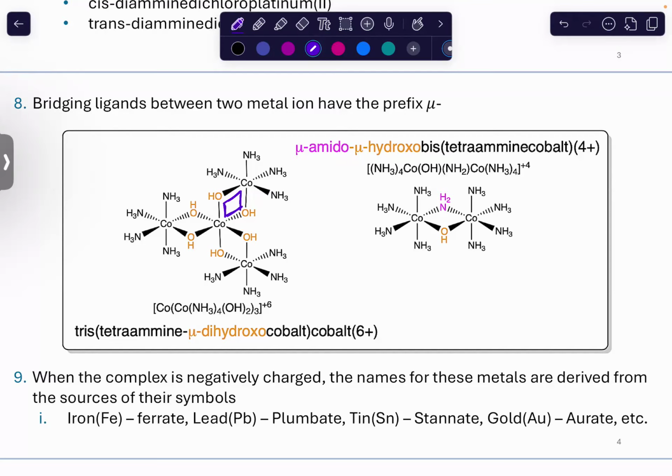And when your whole complex is negatively charged, the names for the metals in there are derived from the sources of their symbols. Iron is ferrate, lead is plumbate, tin is stannate, gold is aurate, so on and so forth. You'd have to find a list of those. Those are your Latin names. Yeah, that's cool.